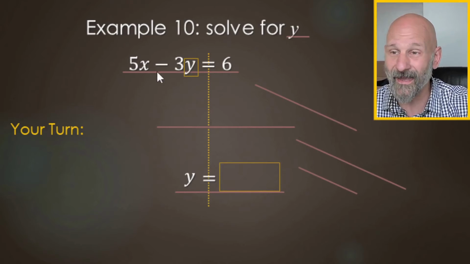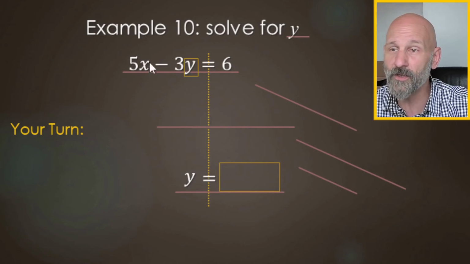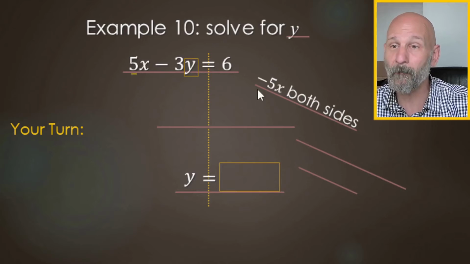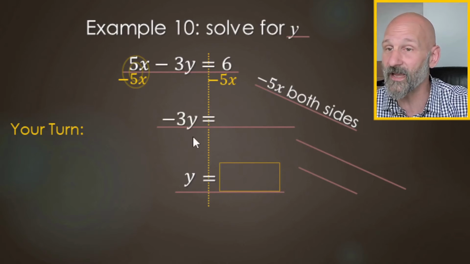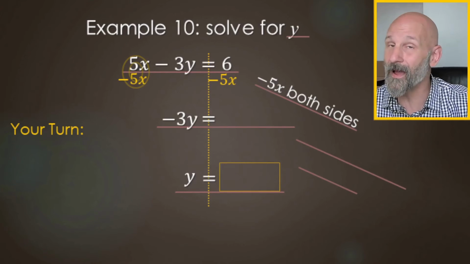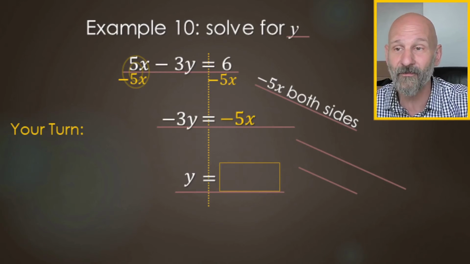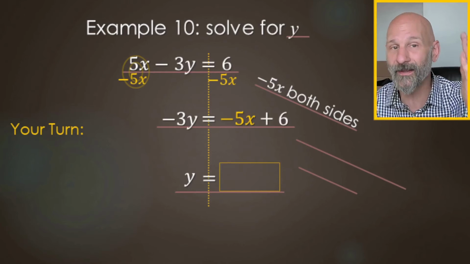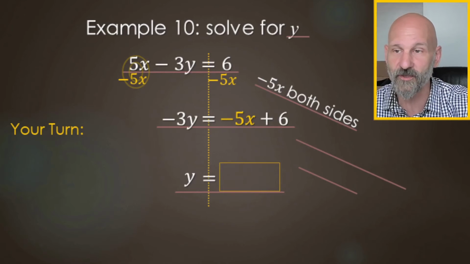So we don't want any x's there, or the 5, or the negative 3, okay? So we're going to undo this 5x with a minus 5x to both sides. And then we'll have, check it out, 5x minus 5x, no more x's on the left, just the negative 3y. Then the equal sign, and here we have 6 minus 5x. You can write 6 minus 5x. It's mathematically the same, but it's more correct to write negative 5x plus 6. We normally write the x part first, and then the constant term second.